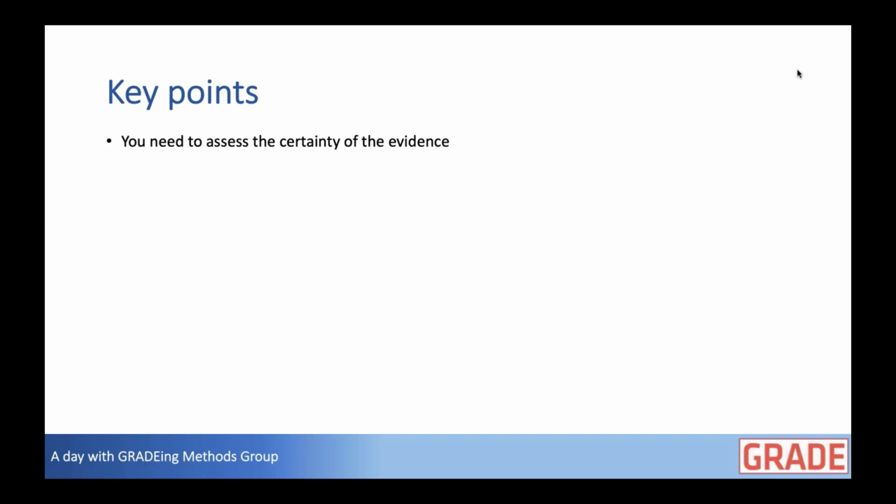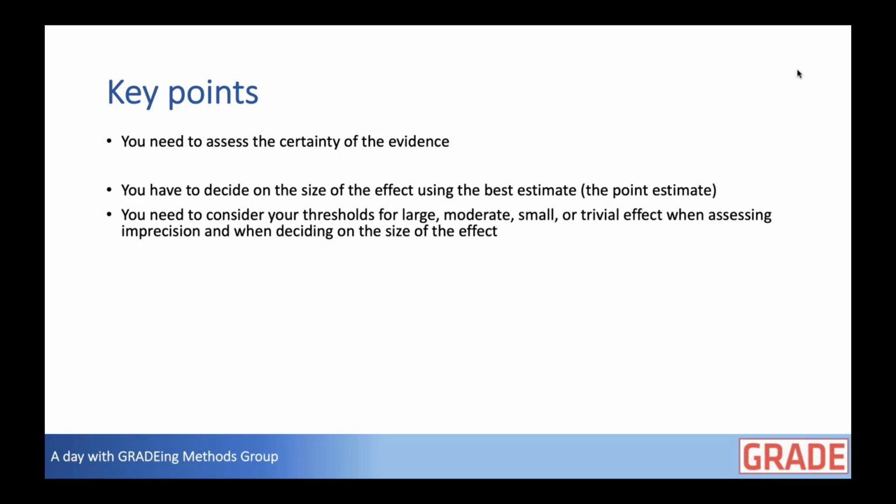So just in summary, some key points. Before you can even use these statements, you need to assess the certainty of evidence. That's part one. You need to decide on the size of the effect, part two, and the point estimate. And in doing that, on the size of the effect, you do need to consider what your thresholds and cutoffs are for a small, moderate, trivial, large effect. And you can't do one without the other.